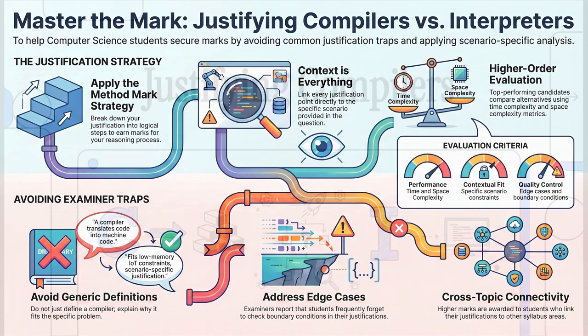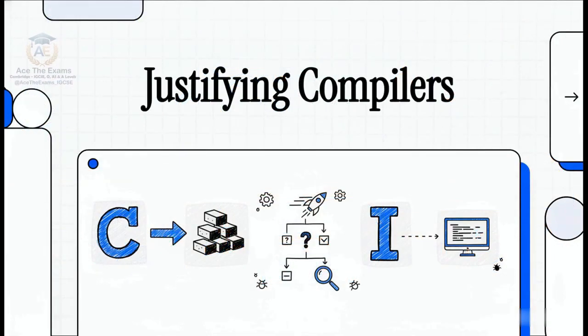Today, we are tackling one of the most notoriously tricky, frustrating areas of the Cambridge 9618 Computer Science exam. We're talking about justifying the use of a compiler versus an interpreter for given situations. Now, if you've been reviewing past papers, you already know this topic comes up constantly. It's everywhere. And yet, it's an area where an enormous number of candidates just leave valuable points on the table.